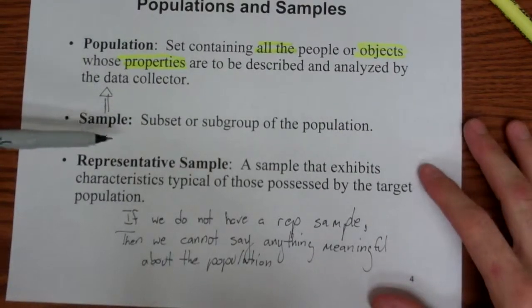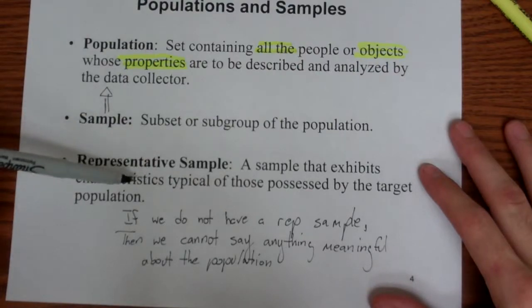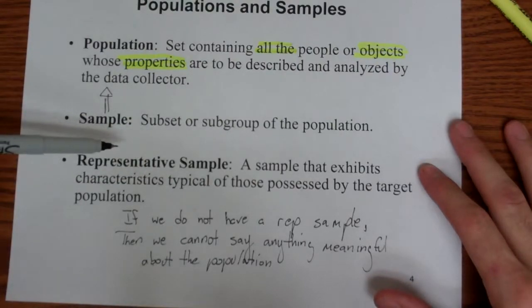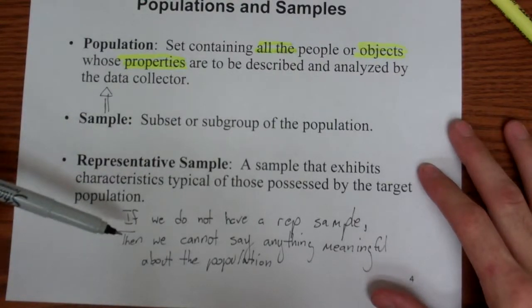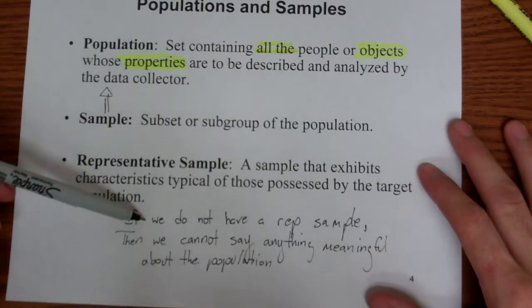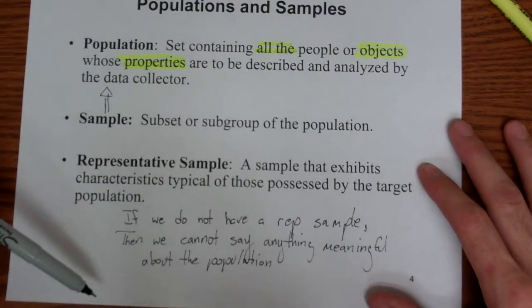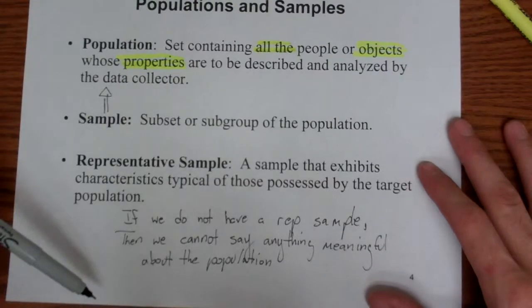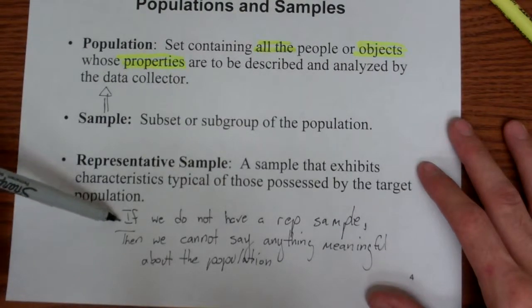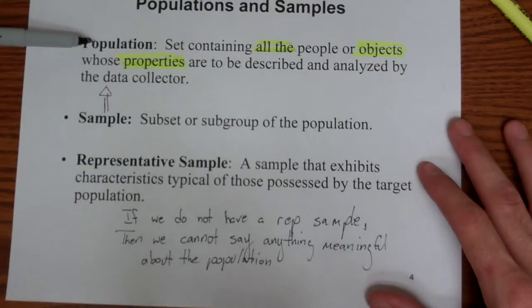Basically, the old adage is if you have junk data in, you're going to get junk conclusions out. And so, if you do not have a representative sample, then we can't say anything meaningful about the population. And so this is really important to keep in mind. So what we're going to do now is talk about how we identify the population, and then how we try and get a representative sample.